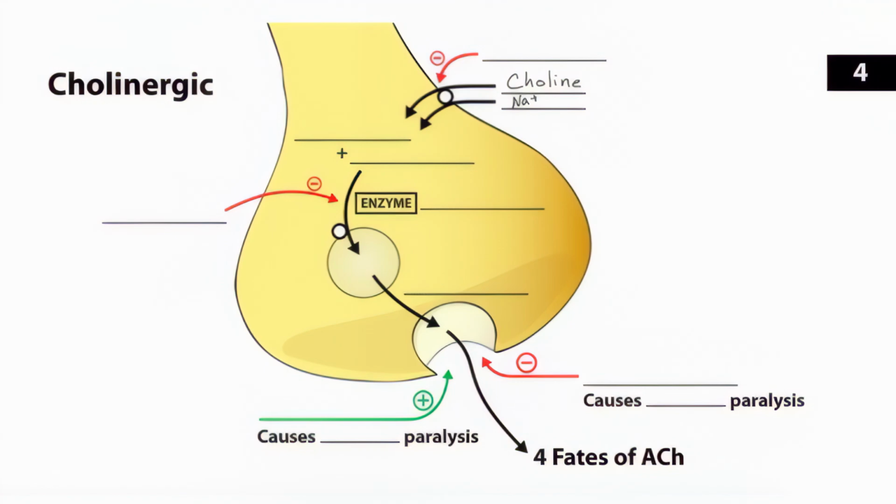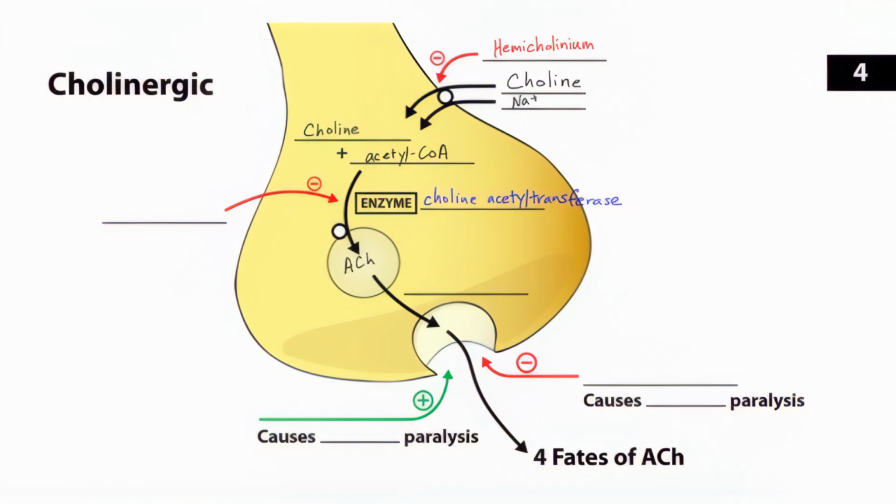And this cotransporter can be inhibited by a drug called hemicholinium. Hemicholinium inhibits the transport of choline. Once choline is in the cell, it gets bound to acetyl-CoA. And the enzyme that catalyzes this is called choline acetyltransferase. So choline acetyltransferase takes acetyl-CoA and choline and makes acetylcholine.